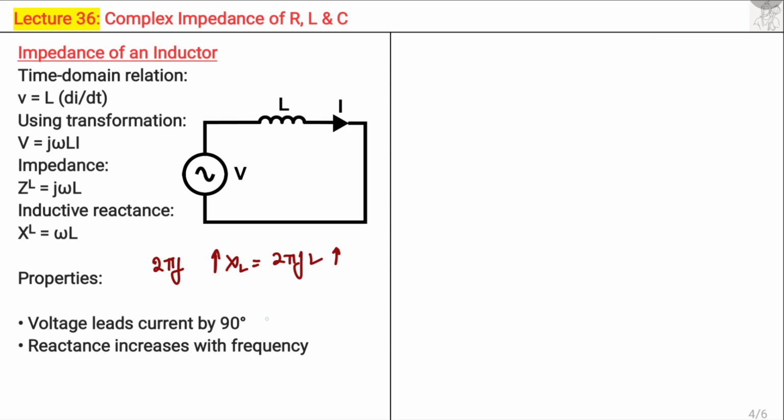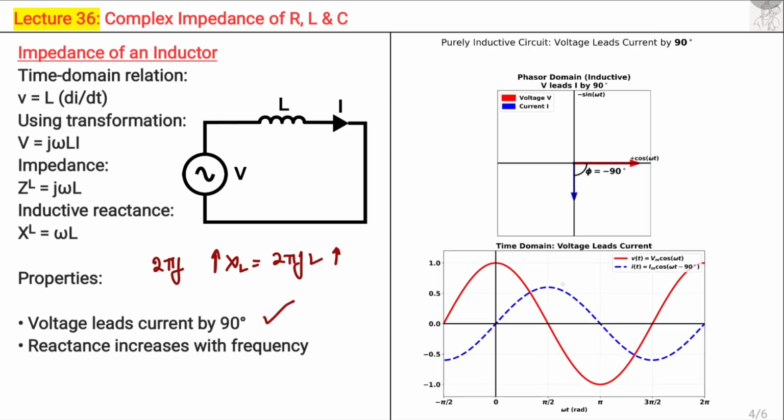And the next property is that the voltage leads the current by 90 degrees, which can be seen by this wave here. Voltage leads, or the current is lagging the voltage wave by 90 degrees, and this can be seen in the phasor as well. Here the current phasor is lagging the voltage phasor by 90 degrees. So it can also be said that the voltage phasor is leading the current phasor by 90 degrees.